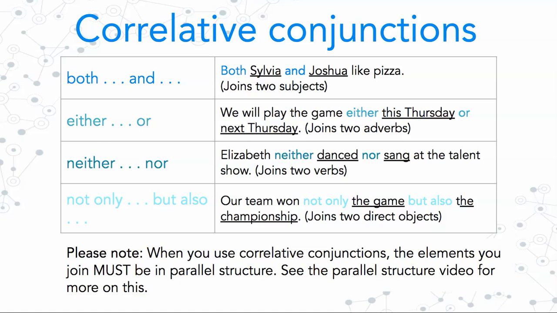In the next example, we will play the game either this Thursday or next Thursday. I'm joining two adverbs, and so on and so forth. It doesn't work to use correlatives if you're going to join two things that aren't the same part of speech or that don't serve the same grammatical function. For more information on parallel structure, watch the parallel structure video.